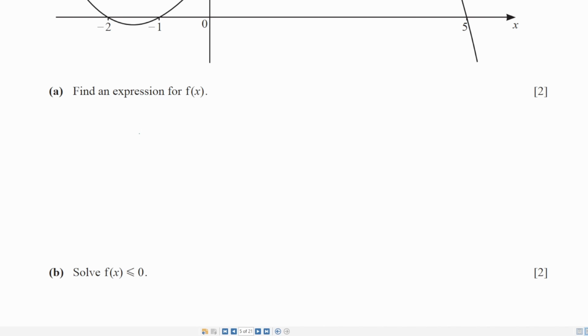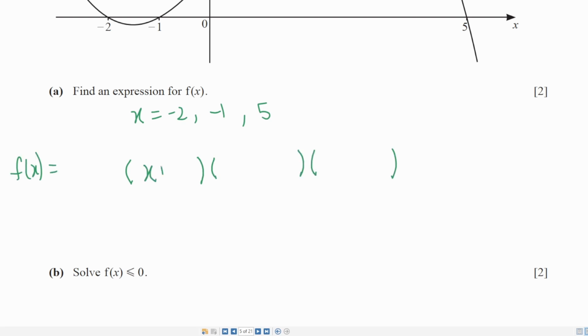How can we do this? Well, we know that the roots of a graph come from its expression. So what can we do with this? Our x-intercepts are x is equal to -2, -1, and 5. So a cubic graph is x multiplied by itself 3 times, right, to get x to the third power, or x cubed. So we need to have a minimum of 3 brackets.